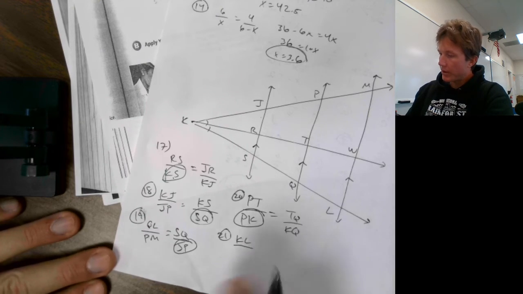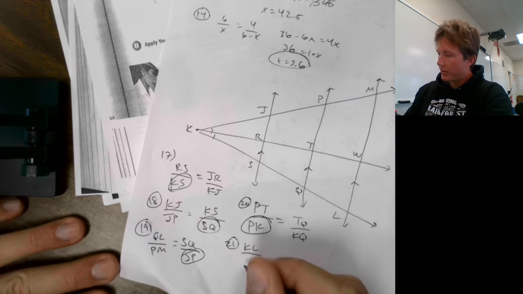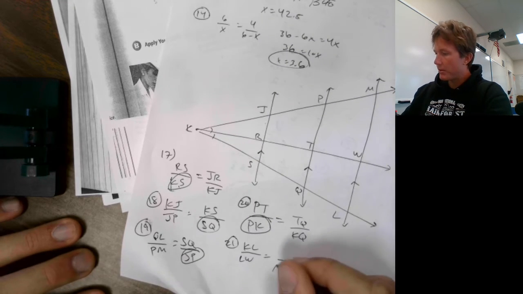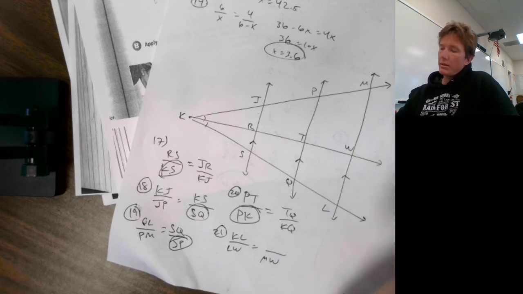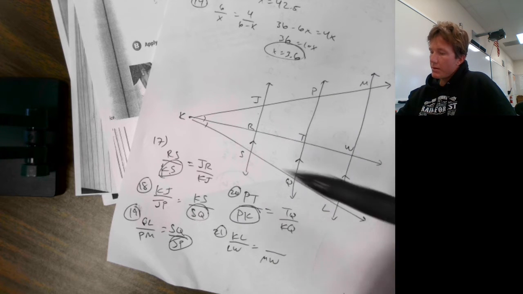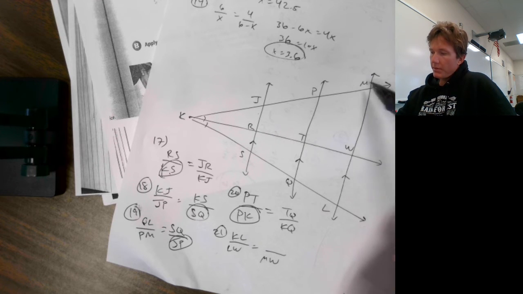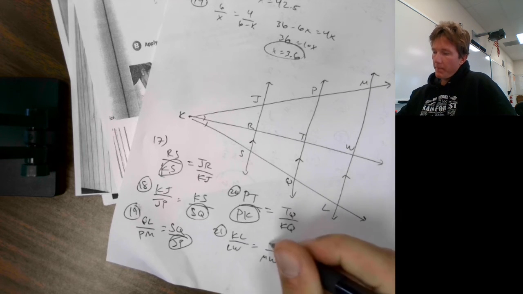KL over LW equals blank over MW. So KL is this long segment, LW completes the triangle, MW is the segment up here. To complete the triangle I must go all the way from M to K.